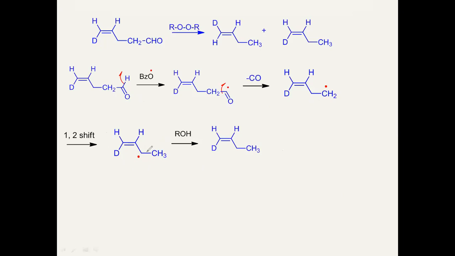How? See, this bond undergoes breakage again, and we can get like this. You see, here deuterium, here hydrogen, radical formation of bond, and radical generation takes place.